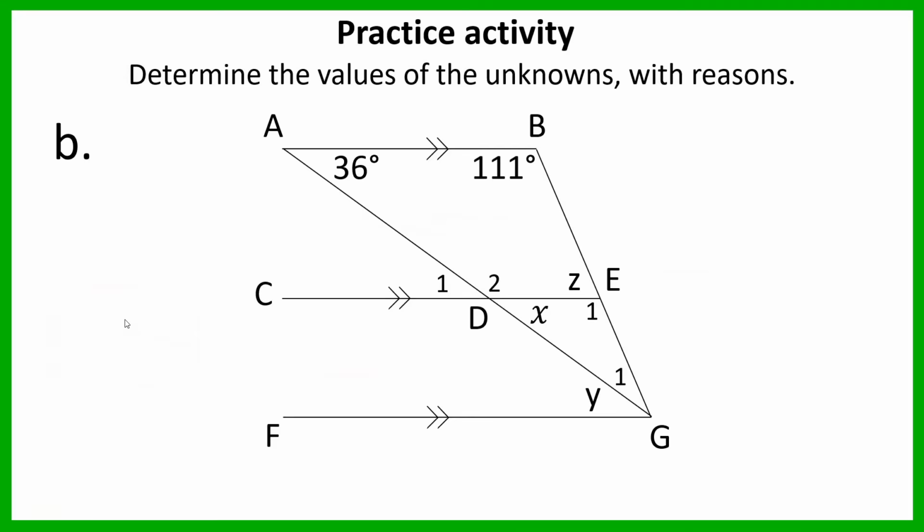In question B, you've been told that AB, CE, and FG are all parallel to each other. You've been given angle A is 36 degrees, angle B is 111 degrees, and you need to work out the sizes of X, Y, and Z. I'm going to give you 2 minutes for this question as well.